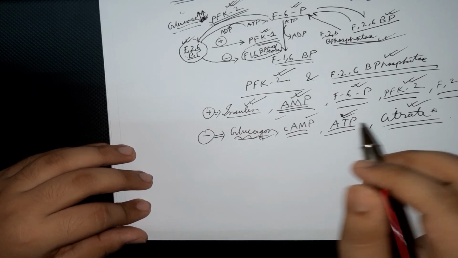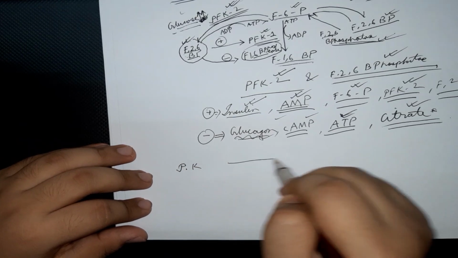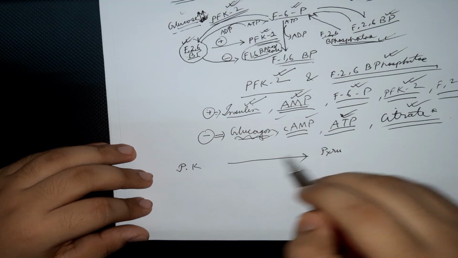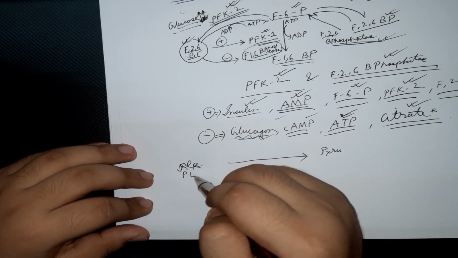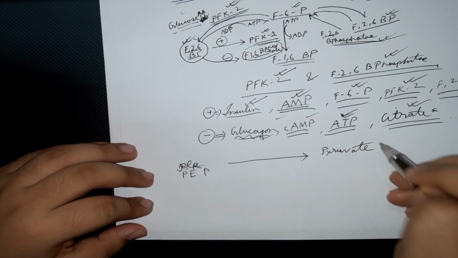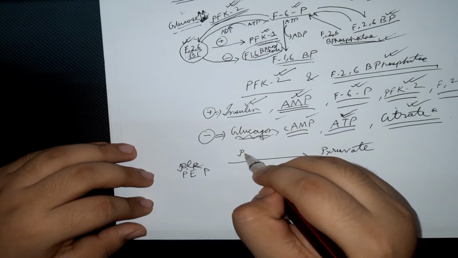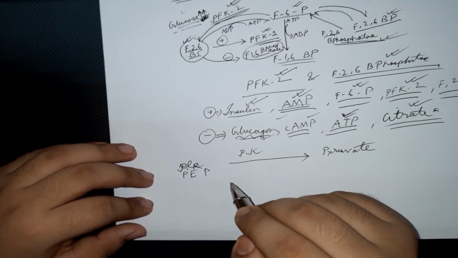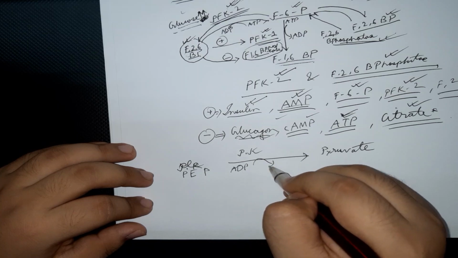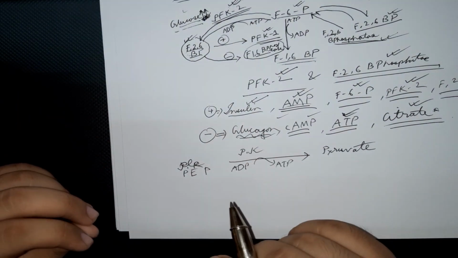The next step was the last step, phosphoenolpyruvate to pyruvate. I'm sorry, I said pyruvate kinase at first. The enzyme required here is pyruvate kinase. ATP is obviously being formed. Now, what actually regulates this step?